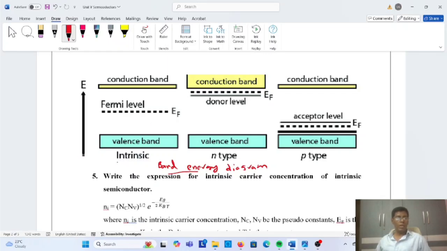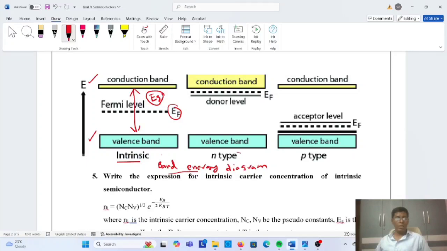Now we will discuss the intrinsic semiconductor. How can you define an intrinsic semiconductor? A pure semiconductor is called an intrinsic semiconductor. In an intrinsic semiconductor, this is called the valency band and this is the conduction band. Between the valency band and the conduction band, an energy gap is present. Usually it is denoted by Eg. In the energy gap, the Fermi level lies exactly in the middle of the valency band and conduction band.